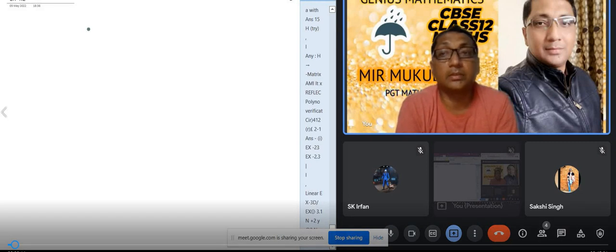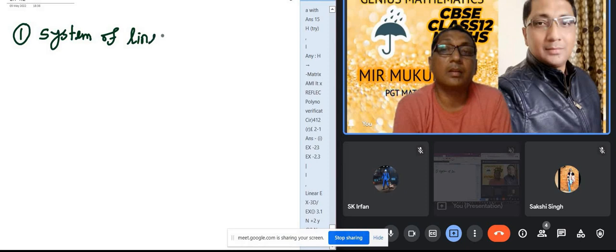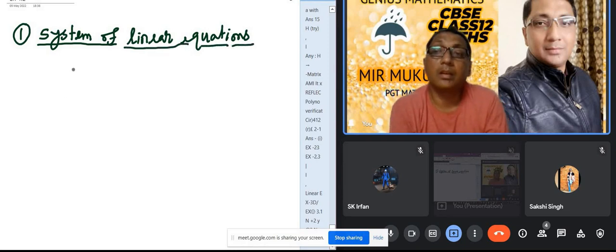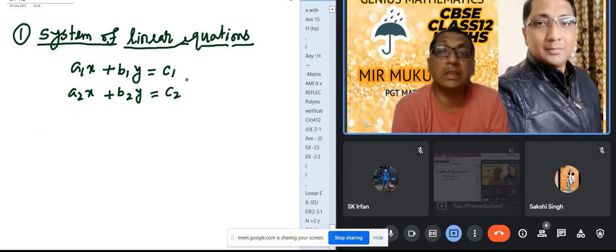Basically we have to draw the graph, right? But a few things I am repeating that we have to keep in mind. Number one, system of linear equations. A system of linear equations can be written as a1x plus b1y equals c1, a2x plus b2y equals c2. So this is the system of linear equations.